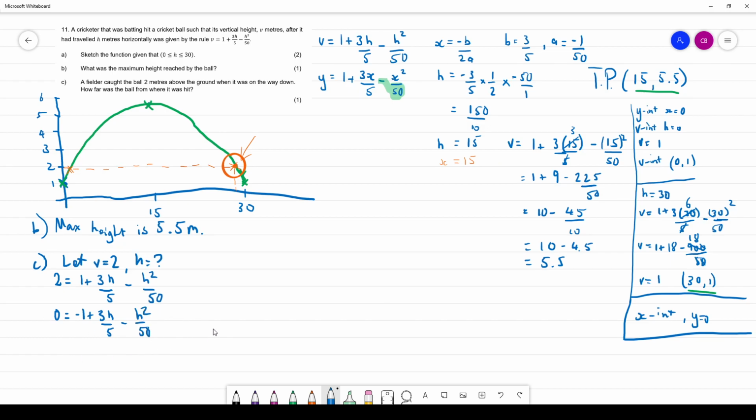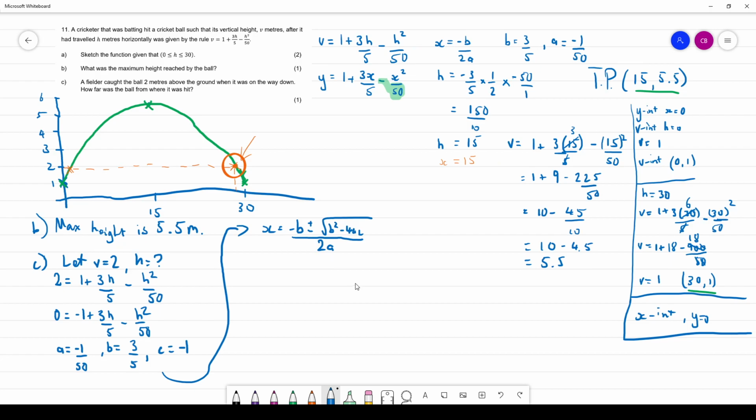If I look at this, I can identify my a, b, and c values. A will equal, not negative 1, A is the coefficient for the power of 2, which is negative 1 on 50. B is just 3/5. And C is negative 1. That's right. It's a quadratic we need to solve. Now, you could use the ACB method. Personally, I would say no. I would just write my quadratic formula down, which is x equals negative b plus or minus the square root of b squared minus 4ac all over 2a.